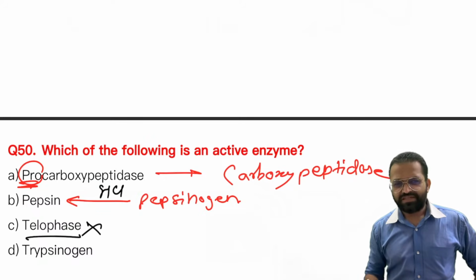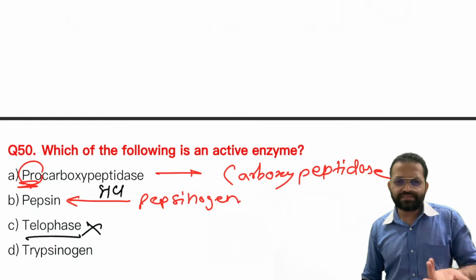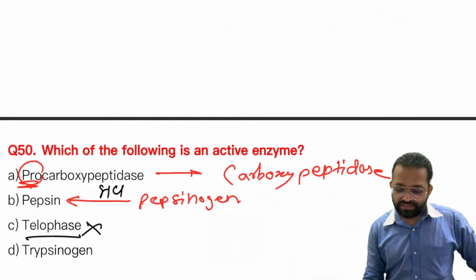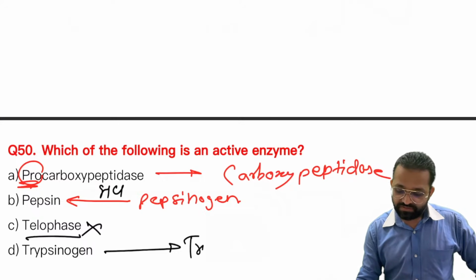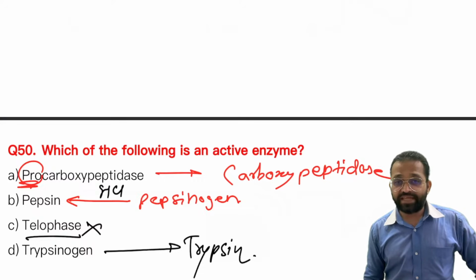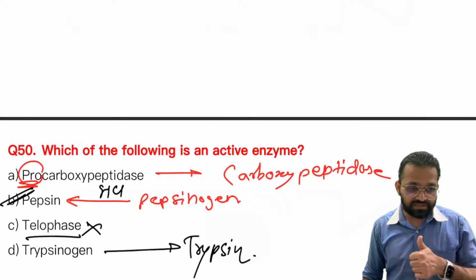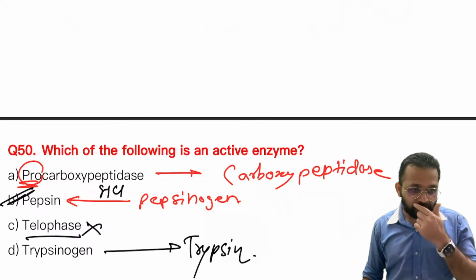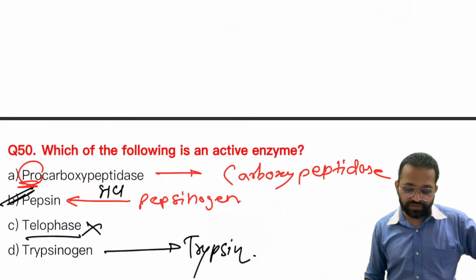Telophase, sir, it is related to meiosis. So how can you say telophase is here? Trypsinogen, sir, will convert into trypsin, which is the active form. So definitely the answer is B, pepsin. Yes, Aditi, Mahesh, Ankush, Ram Swarup, Learn Kid, you all are right. Yes, very good answer.